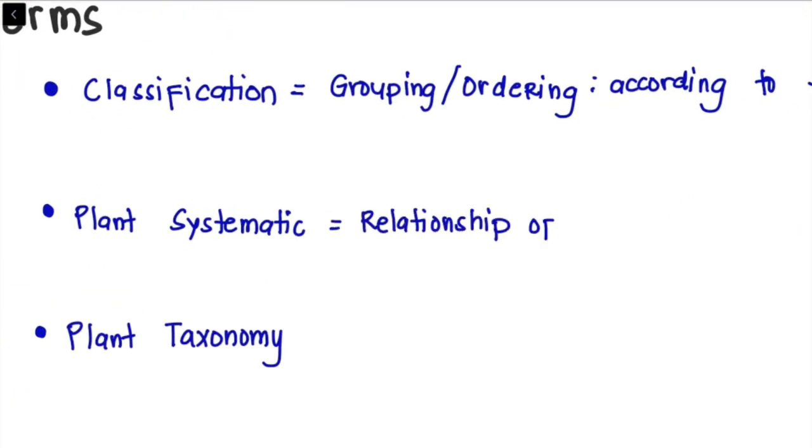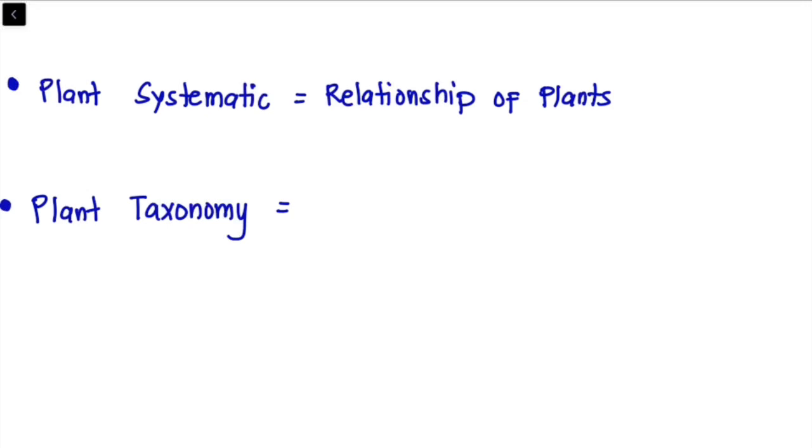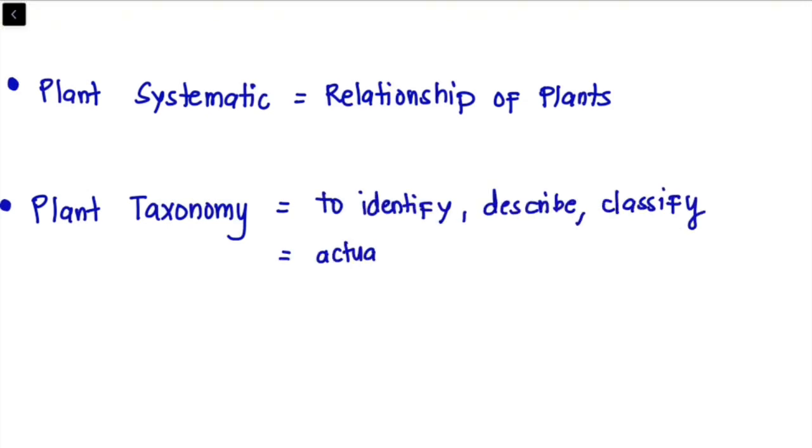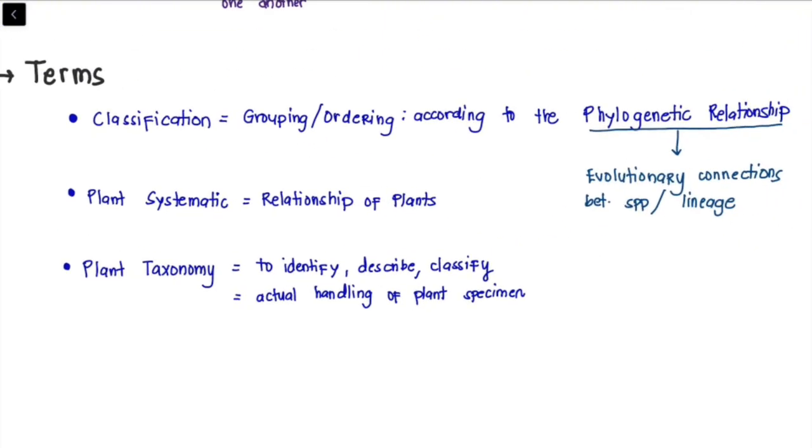For plant systematic, ito naman yung relationship of plants. For plant taxonomy, this is to help us identify, describe, classify. And ito yung may actual handling ng mga plant specimen. So expound din natin later on itong plant taxonomy.